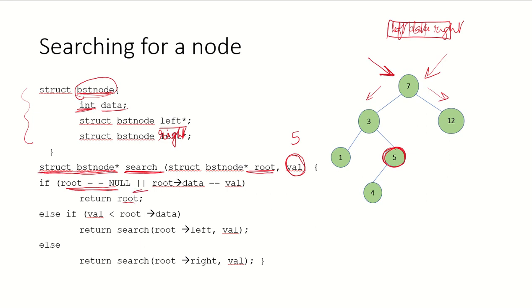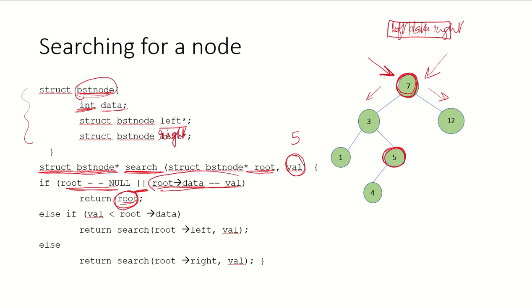Or if root data is equal to the value that we are looking for. Suppose at this root only we find the value that we were looking for, then we will simply return the address of that root. So this is our returning condition. Because we are using recursion, we have to have a returning condition as well.